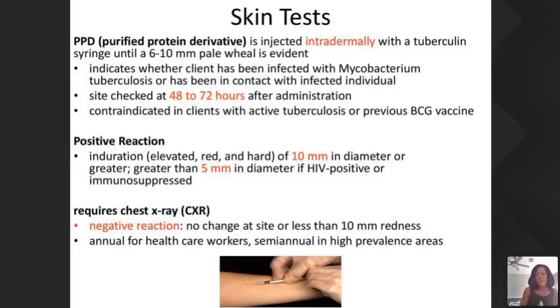Now, we have to read those. They have a window. We have to read them within 48 to 72 hours. If you miss your window of 2 to 3 days, you need to redo another one, okay? No exception to that.